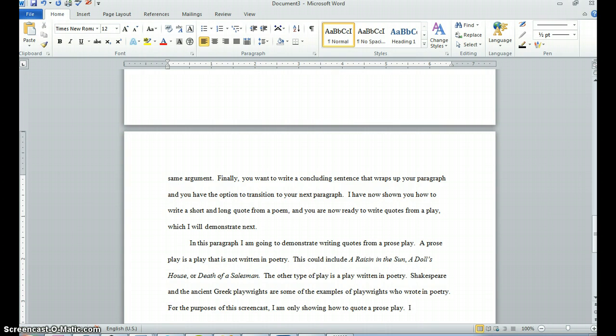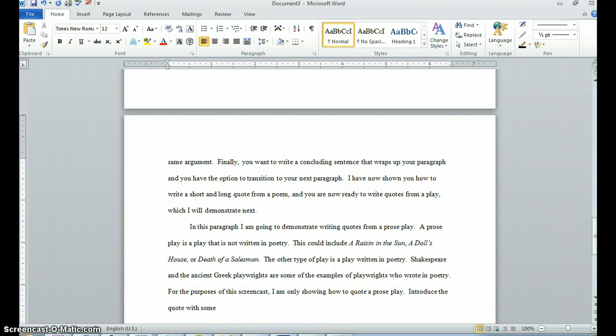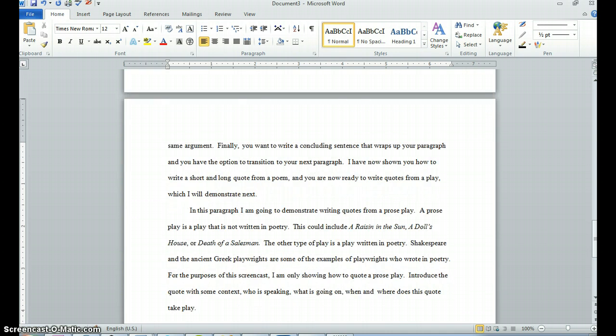So remember that you will introduce the quote with some context. Who is speaking? What is going on? When and where does this quote take place? Now, my first type of quote is one character speaking in a short quote, meaning 1 to 3 lines of your essay. So you want to introduce the character by saying, Walter says, comma, space, quotation marks for a short quote. So I'm going to pick a random line spoken by Walter just to make a point. Give me a second. Of course, Walter says, he was my father too.